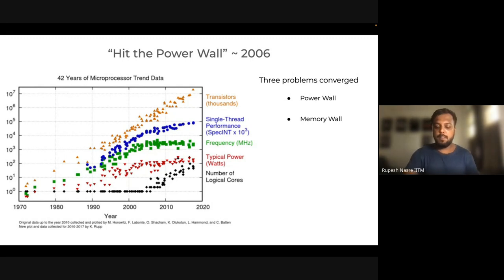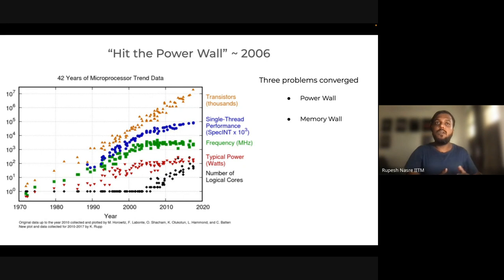The second problem was the memory wall problem, which means that the CPU could not access the main memory fast enough to keep up with its computation speed. We can generally see the speed of the CPU is around some megahertz frequencies, but the same for the RAM is much slower. So there is a huge gap between the speed of the CPU and how fast we can access the RAM.